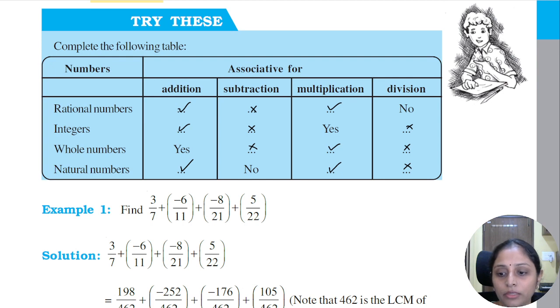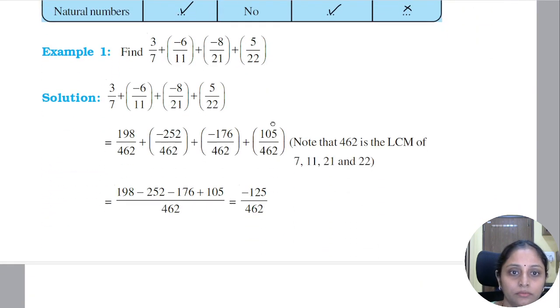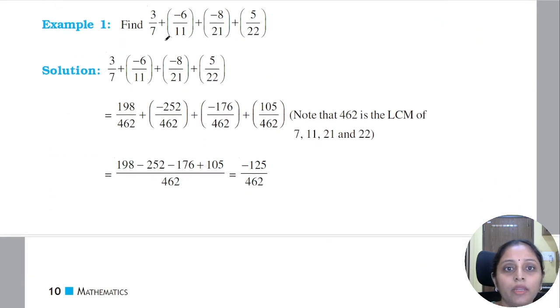So here in the solved example, they have given 4 rational numbers and they want us to simplify this, right? So let us go ahead and do it. Let us take the question, note down the question first.